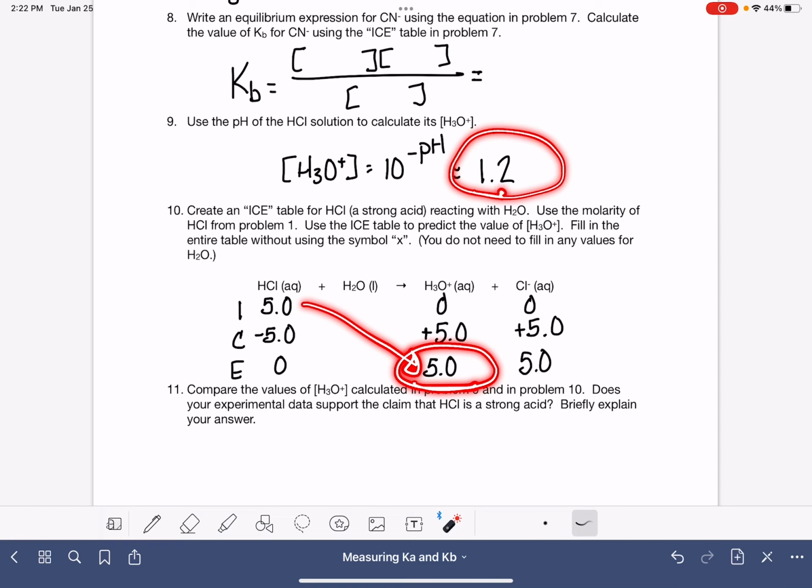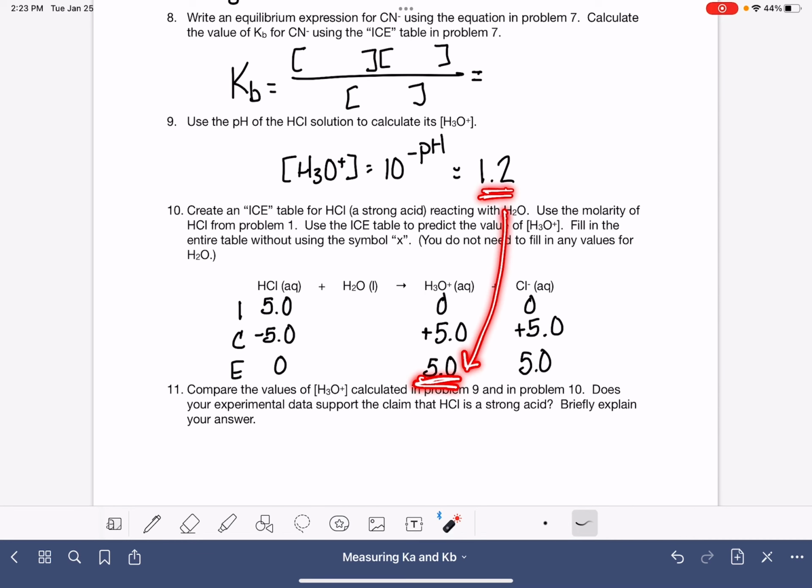That would mean that my prediction would be that I would have 5 molar H3O plus, but it turned out I only had 1.2. So if this was my data, I would say, no, those are pretty different. And so that means that HCl is not completely dissociating the way that I would expect it to. It's only partially dissociating, and that does not support the claim that HCl is a strong acid. If these two numbers end up being exactly the same, or even if they're really similar, like maybe I get 4.8, that's pretty close. If these two numbers are pretty close, then I would say, yeah, that probably means that HCl is a strong acid. It seems like it's behaving like a strong acid because these numbers are really similar.